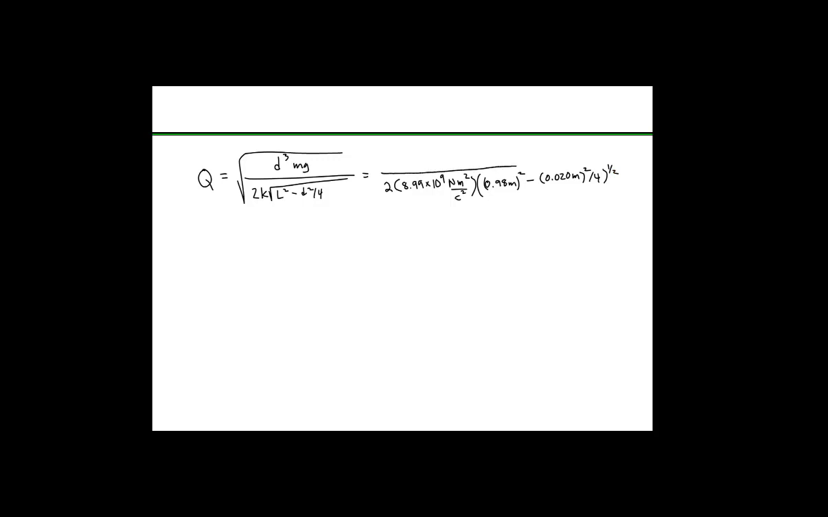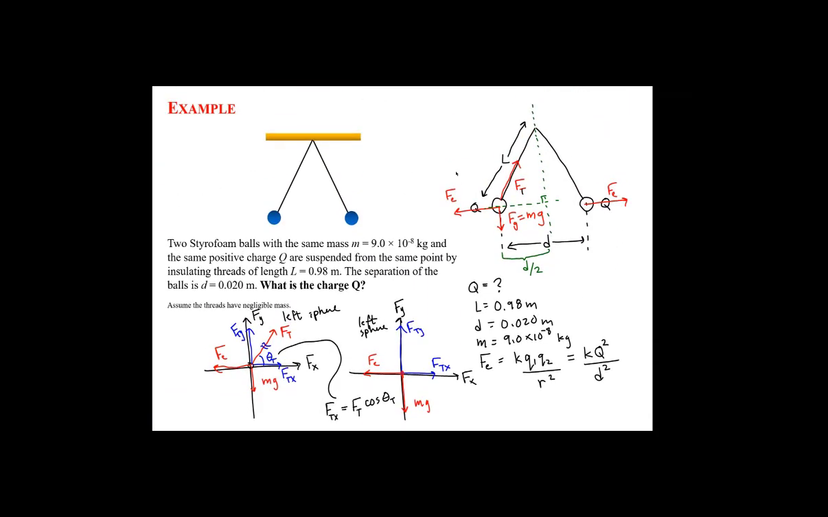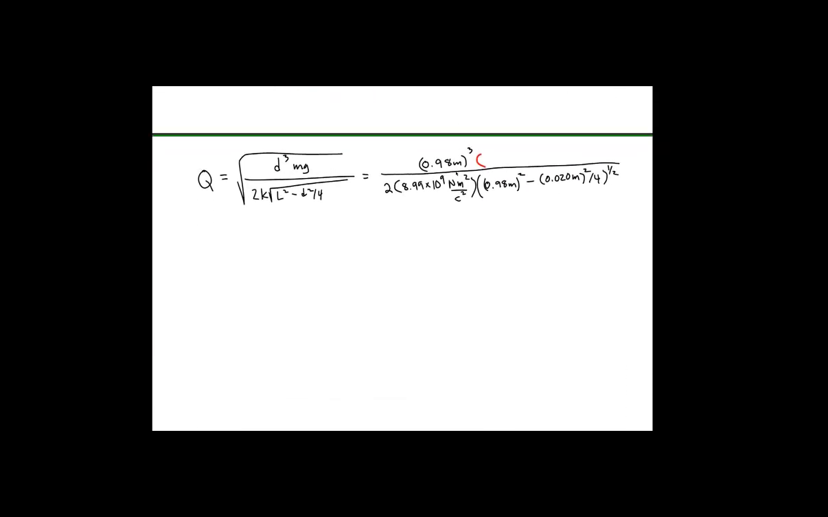And then the numerator of this expression is the distance cubed between those quantities. So 0.98 meters quantity cubed times the mass of a sphere. So we know that the mass of a sphere is 9 times 10 to the minus 8th kilograms. So 9.0 times 10 to the minus 8th kilograms times the acceleration of gravity. And all of this is underneath the square root.